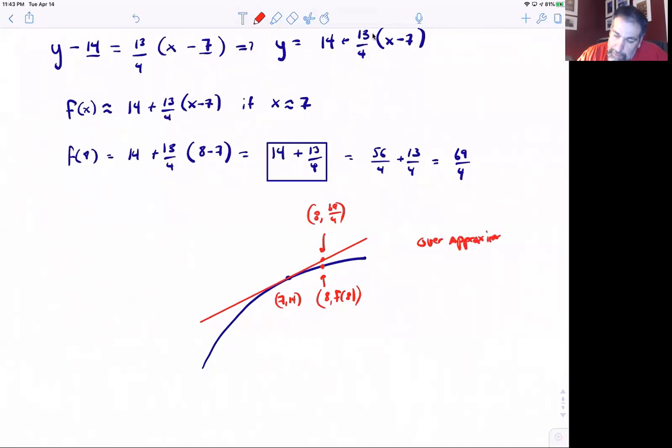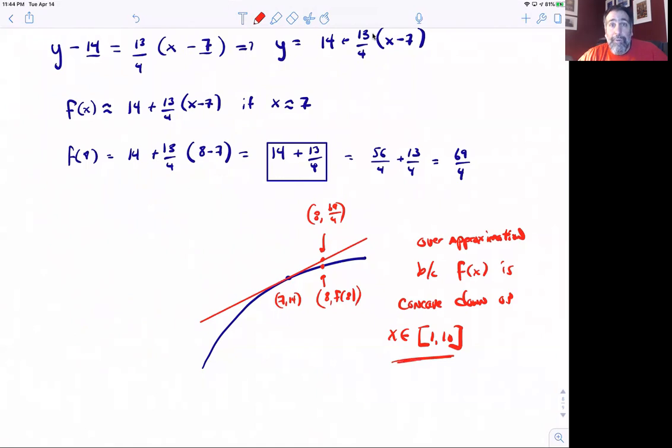Now, what makes it an over approximation? Well, it's not that the function is increasing or decreasing. It's that the function is concave down. So this is an over approximation because f of x is concave down on the interval from 1 to 10, which was given in the beginning of the problem, okay? So whenever you're talking about concavity, you always want to say concave down on an interval, not just at a point. Concavity has to be over an interval.